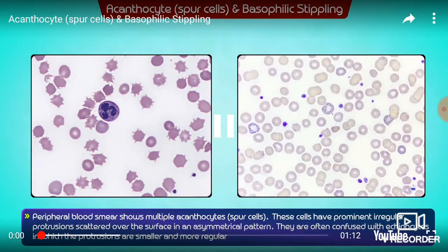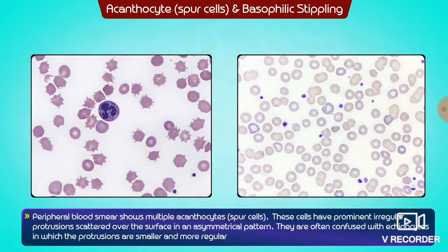What are acanthocytes? Acanthocytes in human biology and medicine refer to a form of red blood cells that have a spiked cell membrane, due to abnormal thorny projections. These cells are also referred to as Spur cells. What does the word acantho mean? The word acantho means spiny.